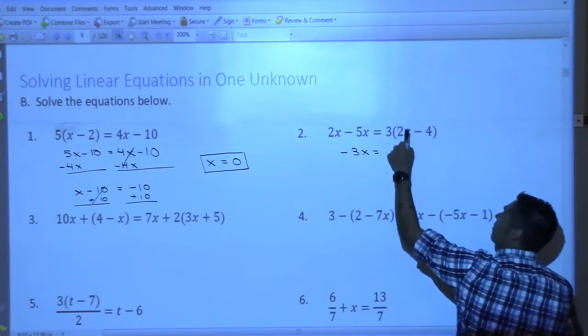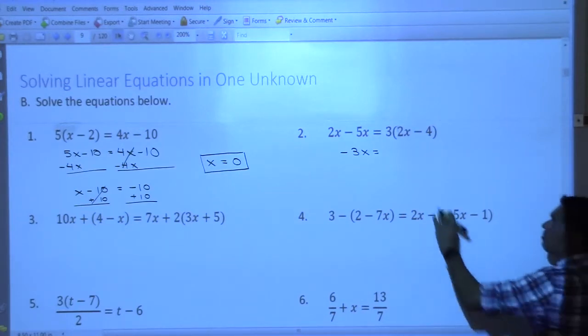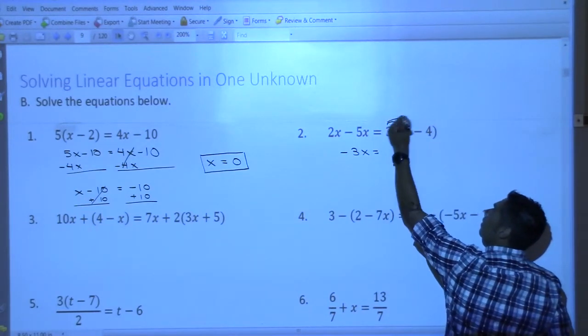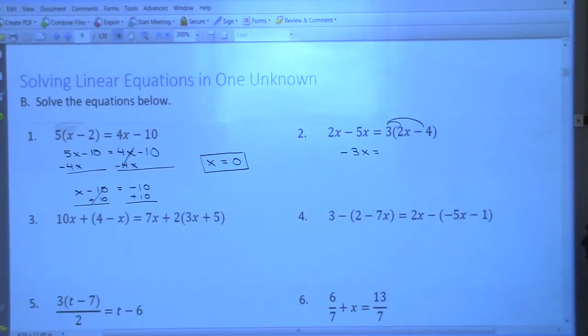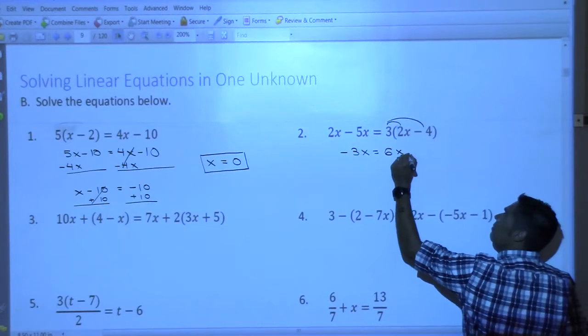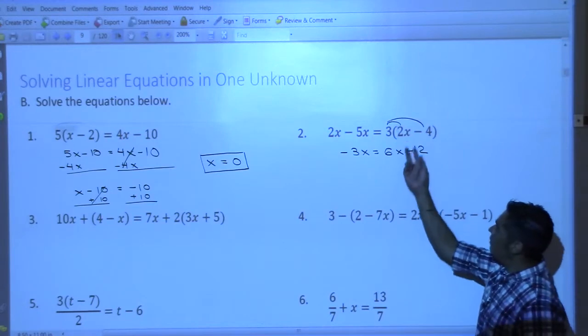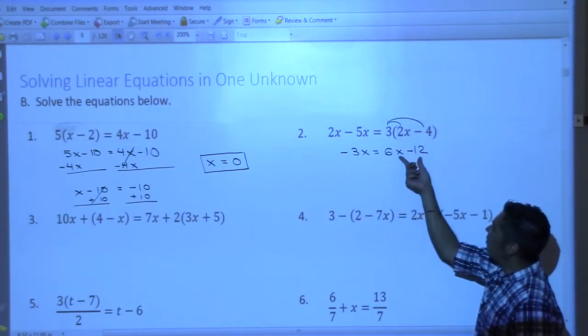Here, how am I going to handle that? Distribute again, right? I'm going to distribute that 3 through. So what would I get when I distribute that through? 6x minus 12. So you're multiplying. 3 times 2x is 6x. 3 times negative 4 is negative 12. So I think now I've freed the x's up on the right side. I've got rid of that parentheses. I can't put these together.